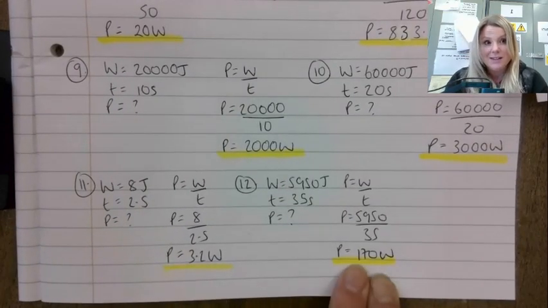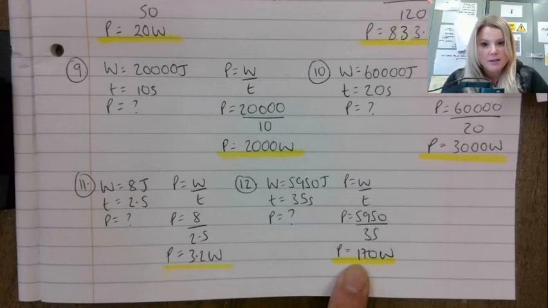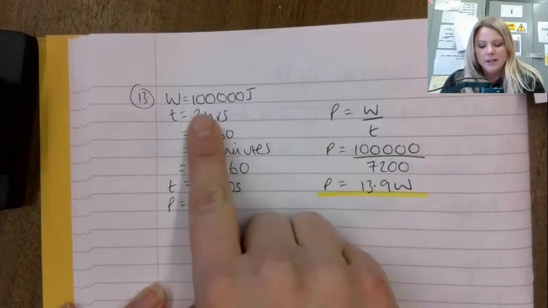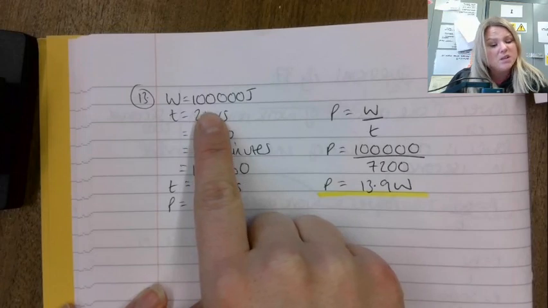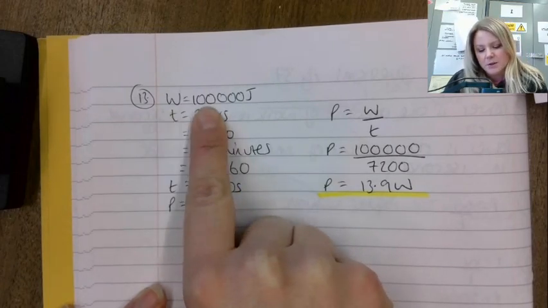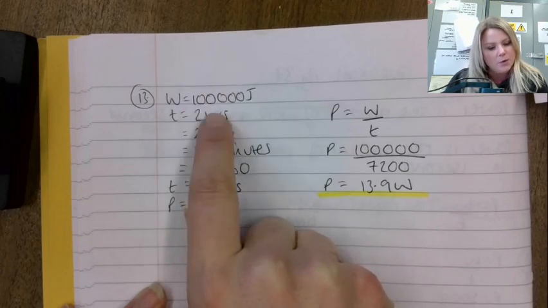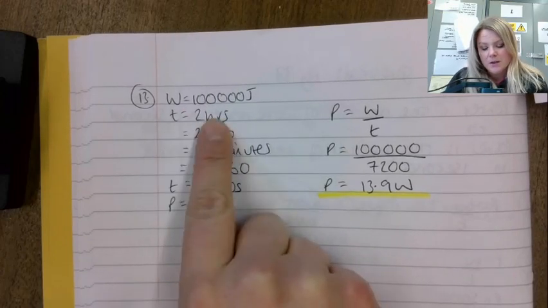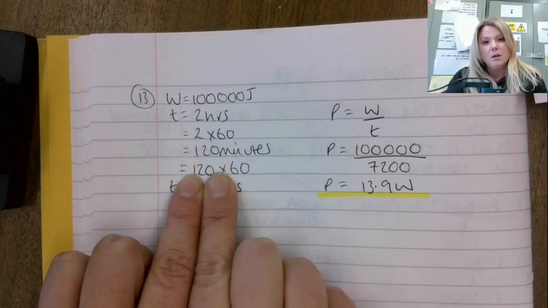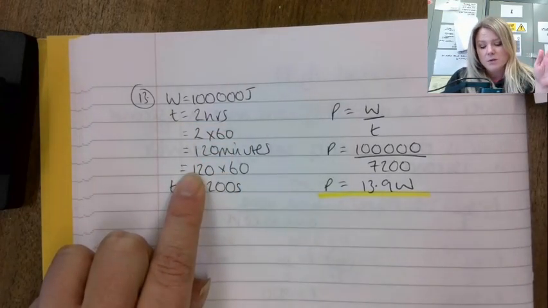Now 13 was slightly more awkward. Let's go through it. So for 13, it gave us the work done, well, it told us the energy that was supplied, which is the same as the work done, 100,000 joules. Then it told us this motor was working for 2 hours. So I've broken this down and done it in a couple of stages. You can do it all in one stage though, that's fine.